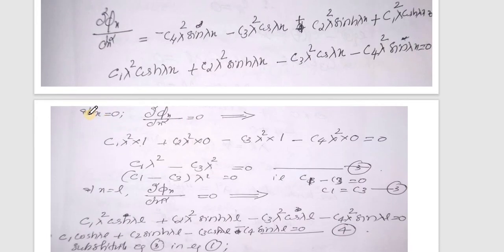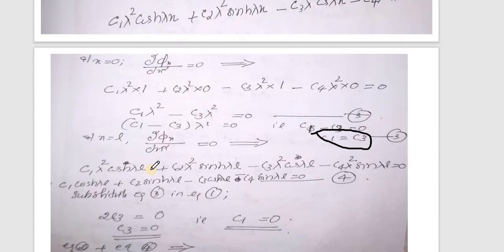Now I am going to apply it. At x equal to 0, d square phi by dx square is equal to 0. Here again the cosh term will be 1 and sin 0 is 0, so I get c1 lambda square minus c3 lambda square is equal to 0. From here I can take lambda square common; lambda square cannot be 0. Therefore c1 minus c3 is equal to 0, or c1 is equal to c3. I can write this as my equation, c1 is equal to c3.